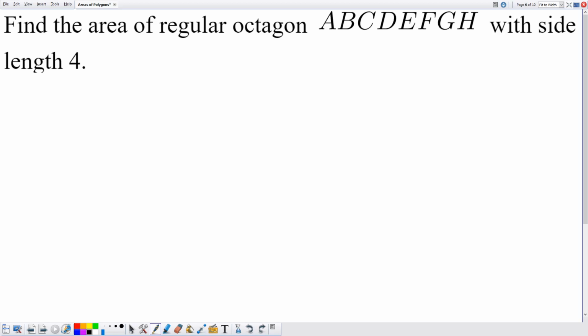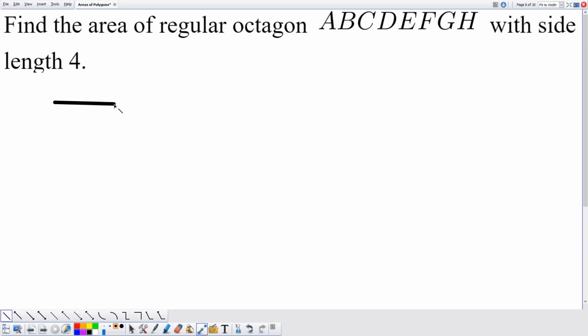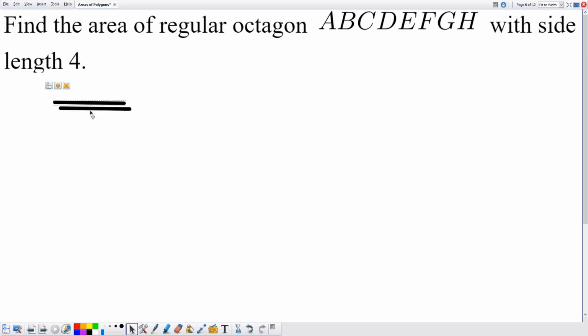Hello again. So, now the question is find the area of a regular octagon A, B, C, D, E, F, G, H with a side length of 4. So, let's actually draw this octagon out. Octo meaning 8, we know there's 8 sides. And since it's regular, all the side lengths have to be the same. So, let's try to draw the diagram as accurately as we can.